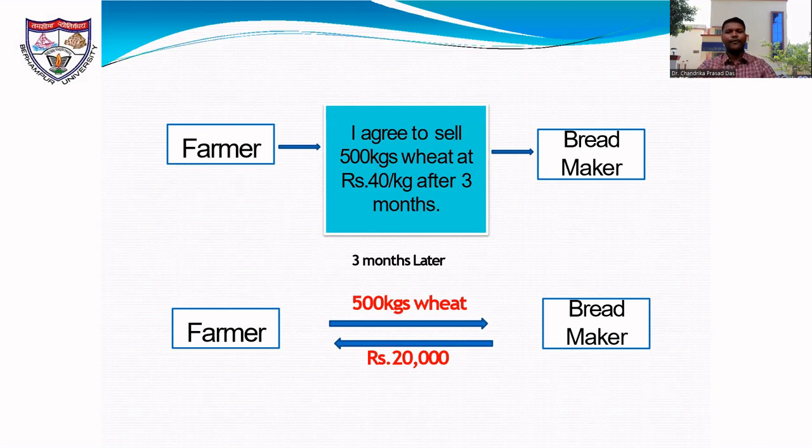This is an example of a forward contract where the farmer agrees to sell 500 kgs of wheat at rupees 40 per kg after 3 months to the bread maker, and 3 months later the farmer delivers 500 kgs of wheat to the bread maker, and the bread maker honors the delivery and compensates the farmer with rupees 20,000.